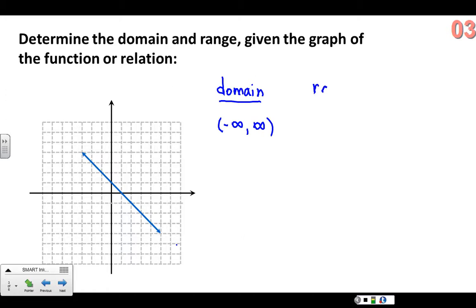The range would also be the same thing, because if you look, if it's going forever up, then the y value will keep increasing. If it's going forever down, the y value will keep decreasing. So the range is between negative infinity and positive infinity also. You would describe this by saying the domain is all real numbers and the range is all real numbers.